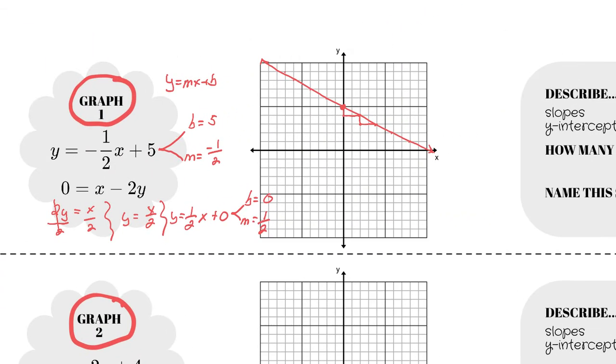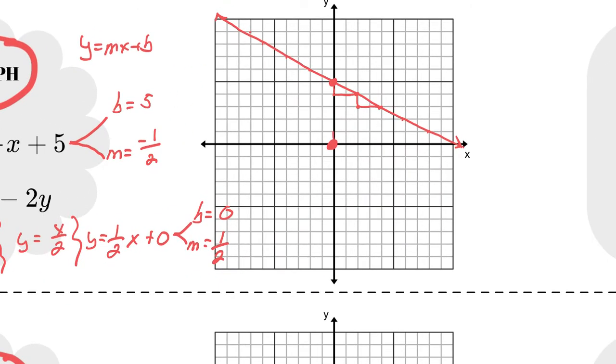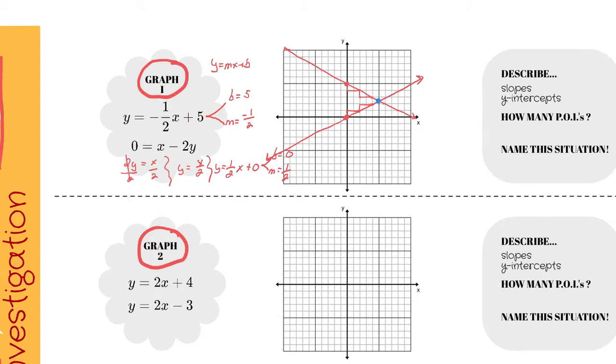So now over to the graph. B is 0. And slope is up 1 to the right 2, up 1 to the right 2. And I can draw my line. I'm not going to use any guide coordinates this time. I'm going to follow the pattern of up 1 over 2. And now you can see that the POI is there. So that's my first graph.